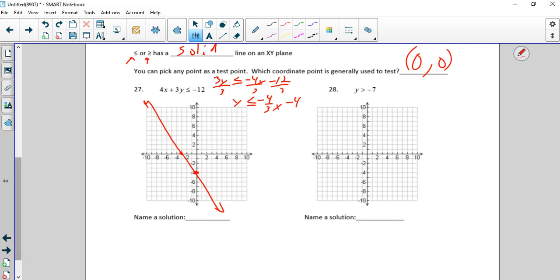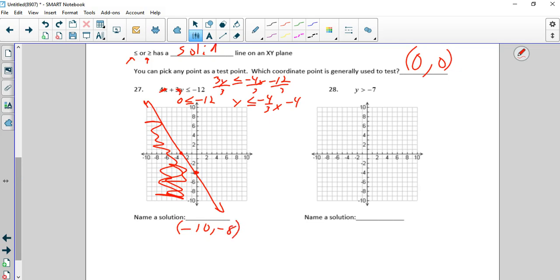Okay, so at this point, I have to pick my point. I'm going to pick 0, 0. It's the easiest one. 0 makes this disappear. 0 makes that disappear. I end up with this statement. Is 0 less than -12? No, 0 is not less than any negative number. So I shade here. And then I can pick any point in that area, like -10, -8.